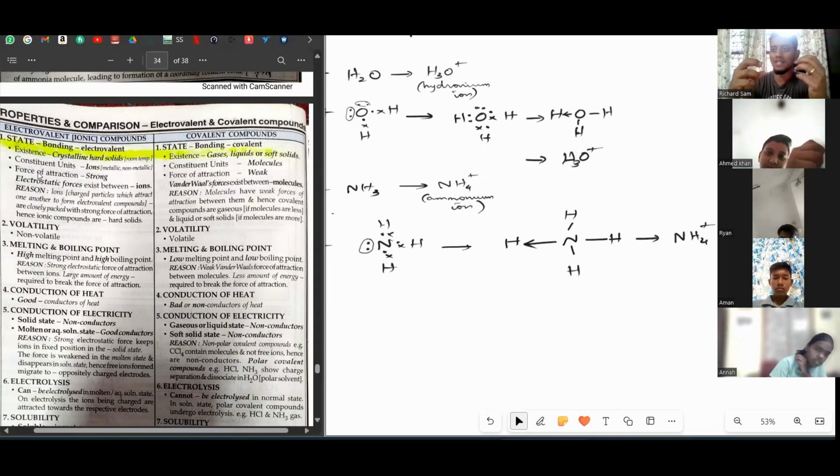So if you talk about density, they're very dense. If you talk about their state, they're mostly solids because of that bond. If you talk about boiling point, melting point, they're very high because that bond keeps it very strongly together.